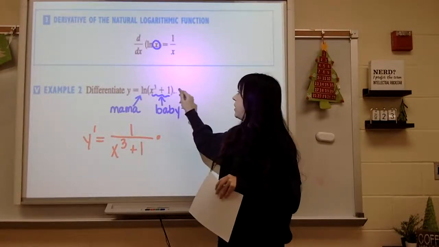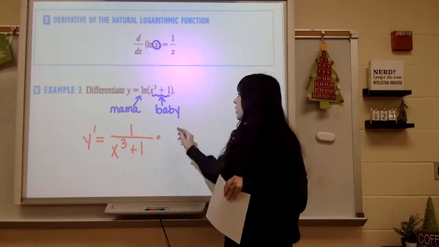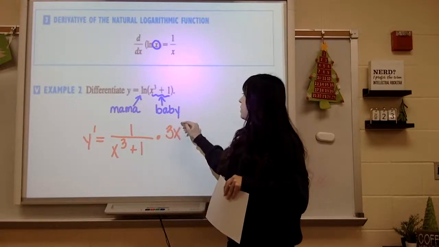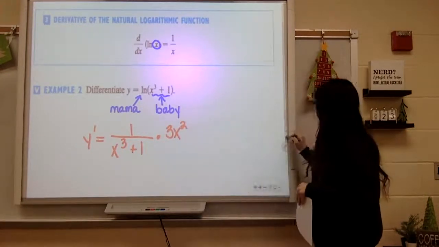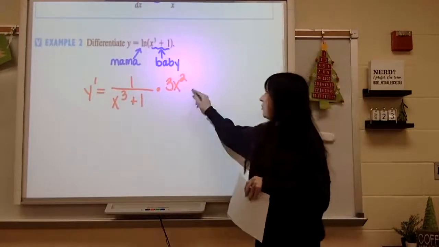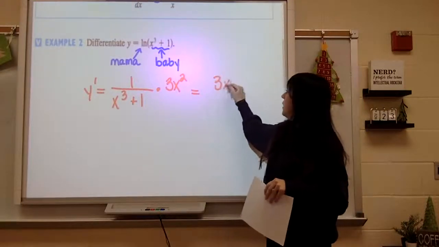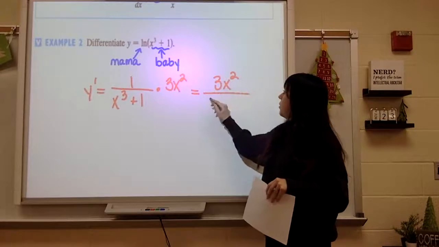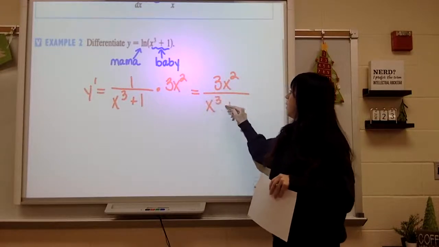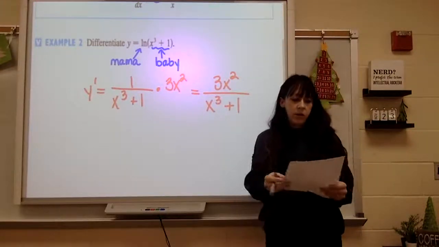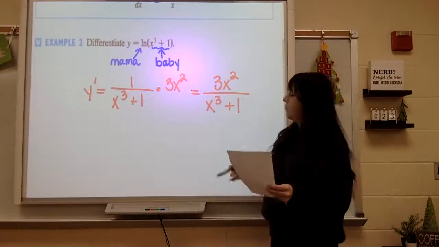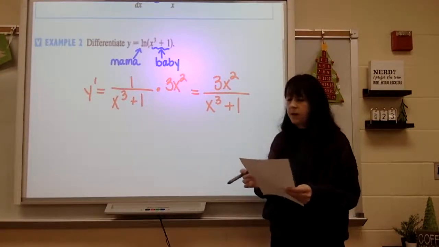So what is the derivative of x to the third plus 1? That should be 3x squared. And we're just going to simplify. There's not a whole lot of simplifying you can do other than put 3x squared on the top and x to the third plus 1 on the bottom. So that would be your answer. Short and sweet.